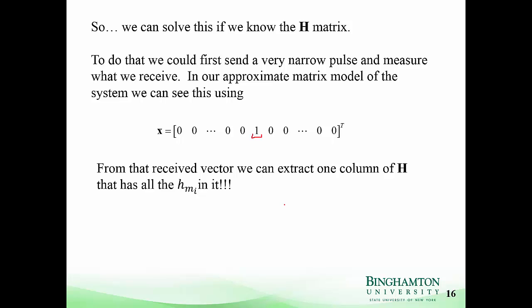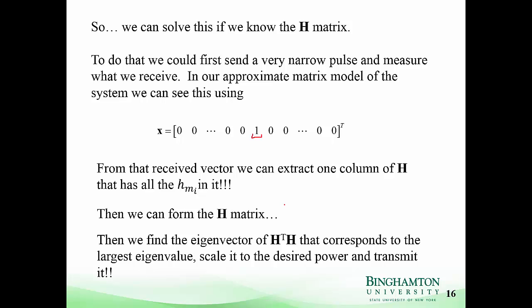Basically, I've extracted one column of H from that. And if I do that by sending out lots of these little pulses, I can actually form the H matrix. And then, once I have the H matrix, I can form H transpose H, and I can find the eigenvector of that corresponds to the largest eigenvalue. And that eigenvector will be the signal that I should transmit.